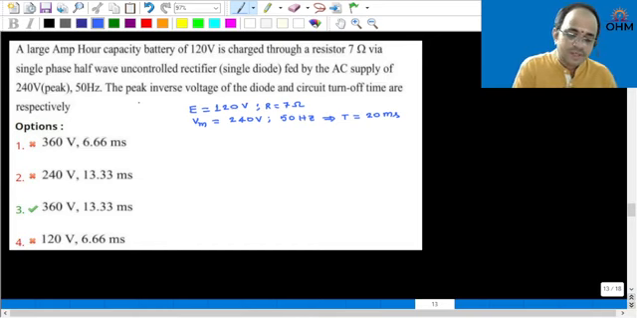Now, what is the question here? What is the peak inverse voltage of the diode? First, let us look into that.